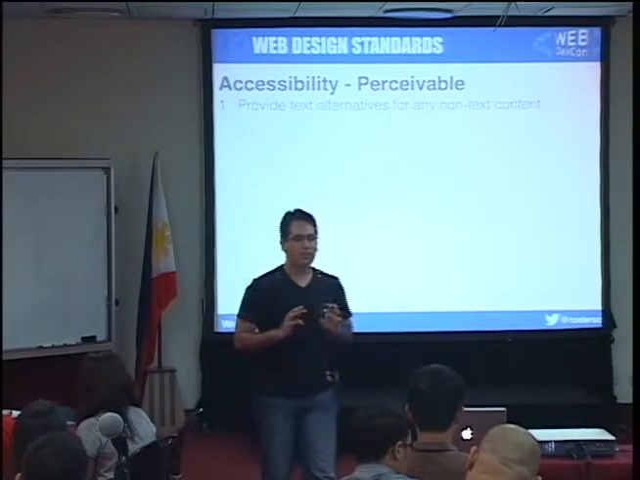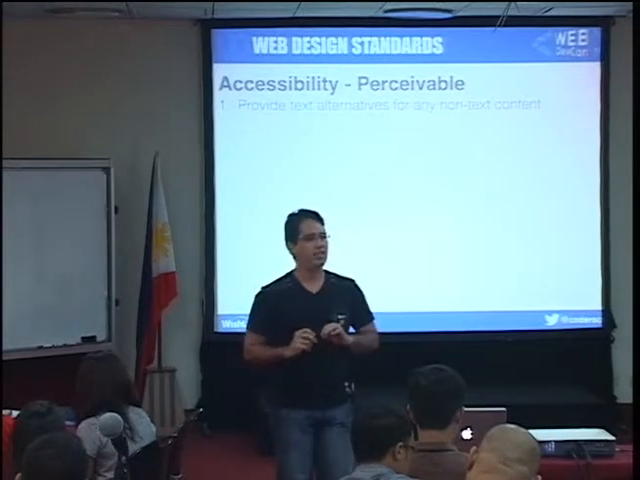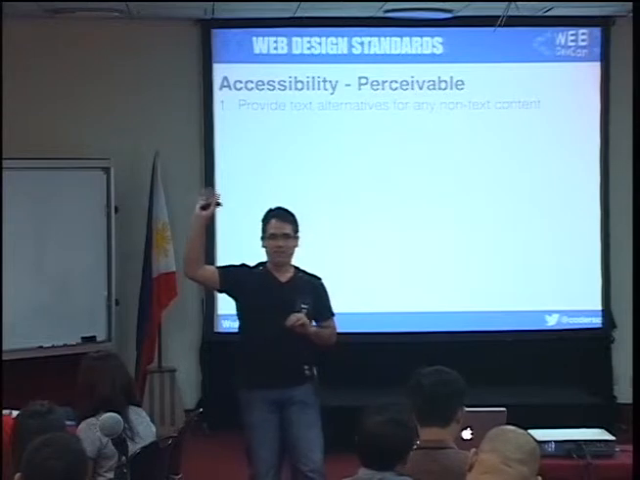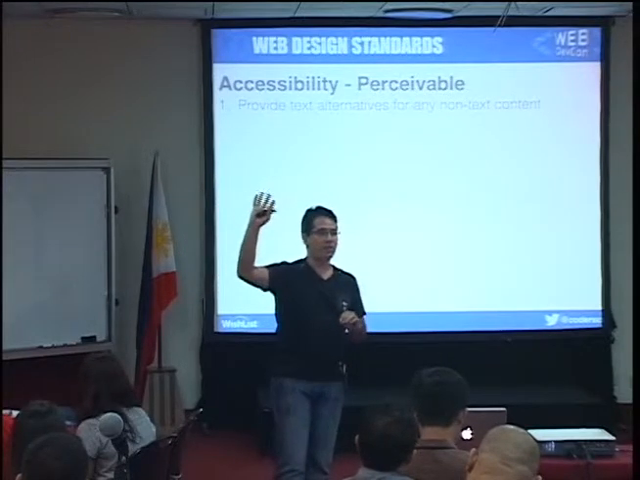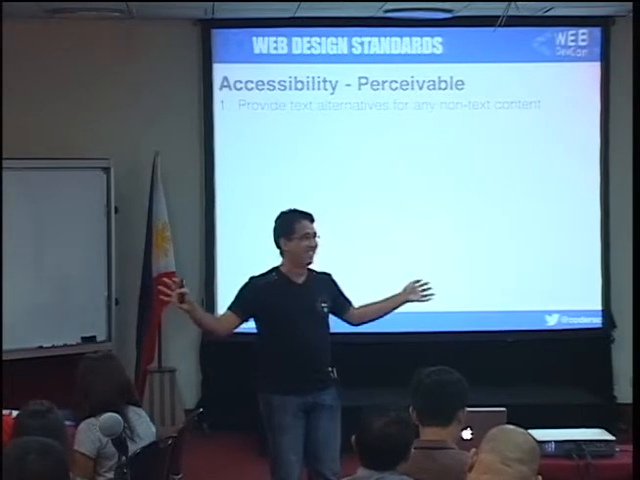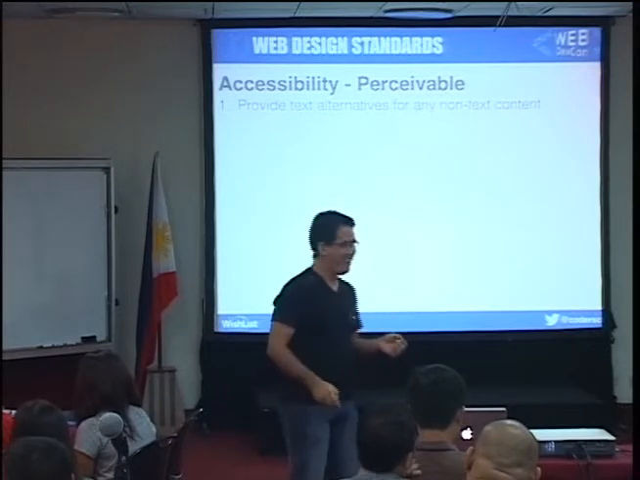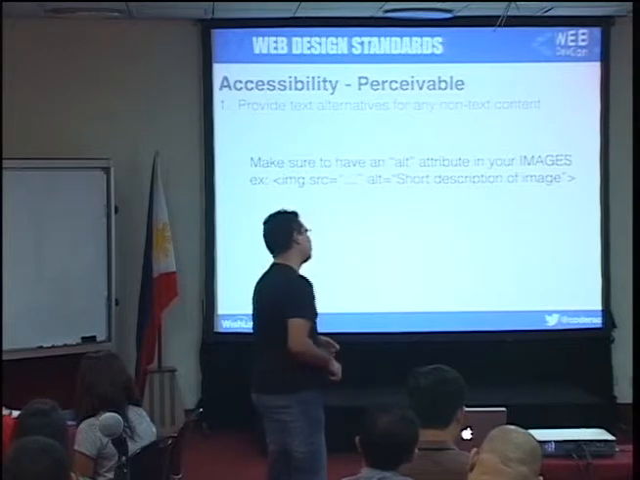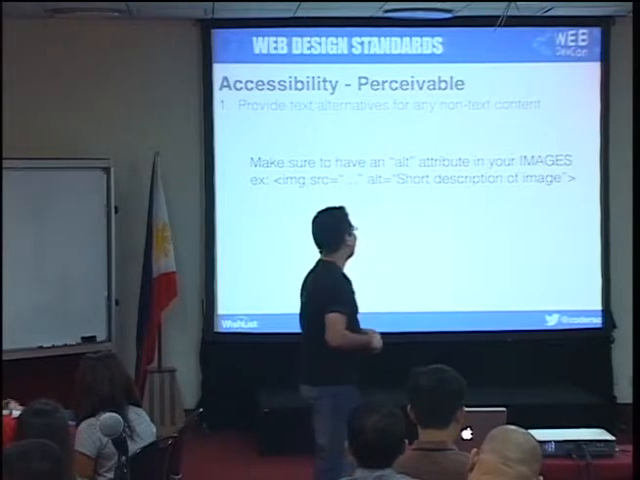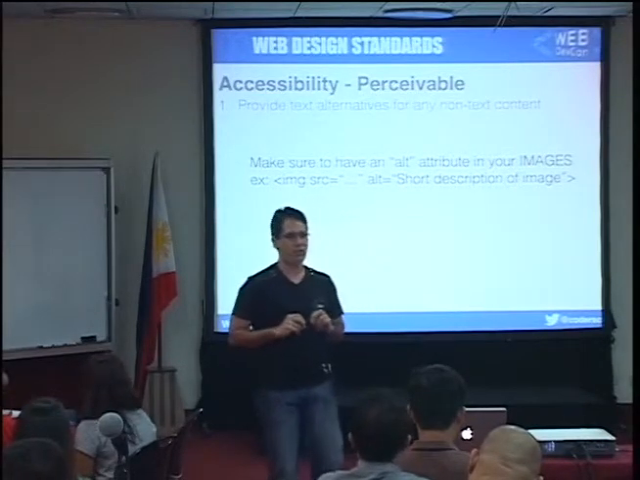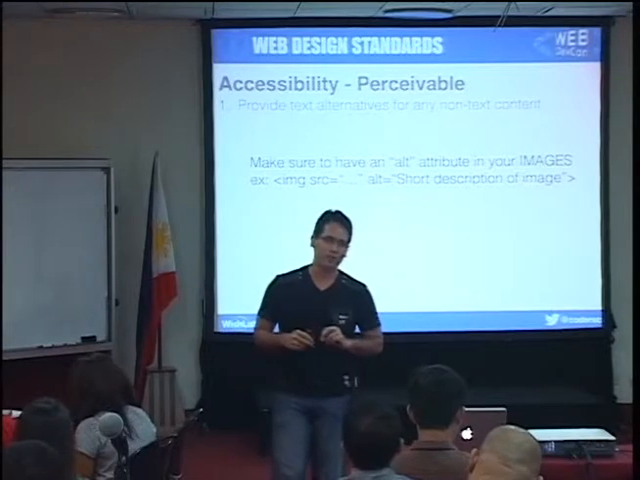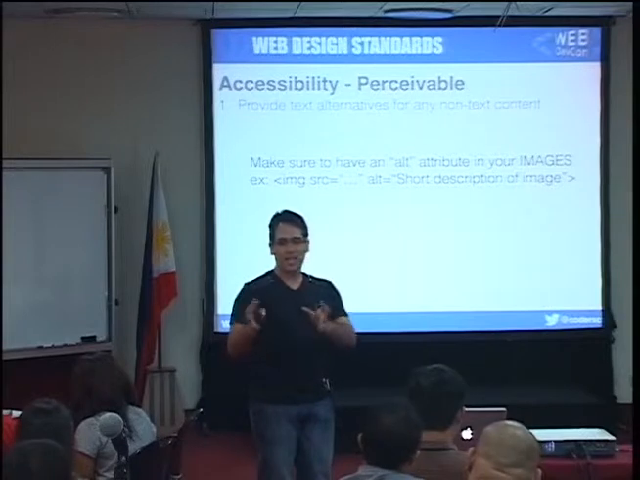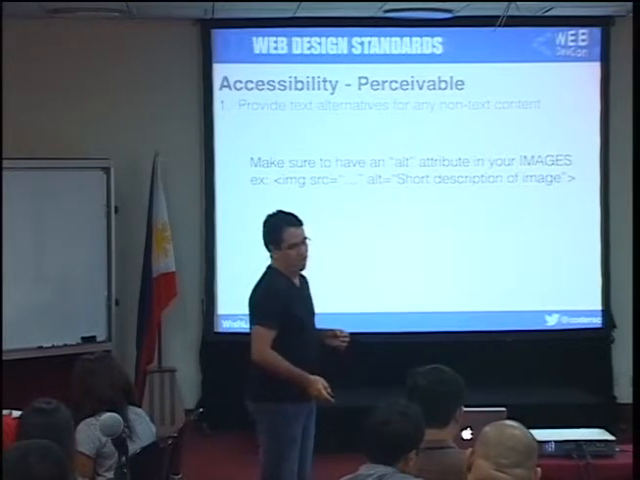Provide text alternatives for any non-text content. Who among you guys have graphics in their websites? Come on, just a few, like 5? What about the others? It's like all text? Seriously? All right, video, audio, right? So when we talk about graphics, always make sure to have the alt attribute in your images, all right? It's not just for SEO, it's also for the people who cannot see well, right? They cannot identify what kind of graphic that is.